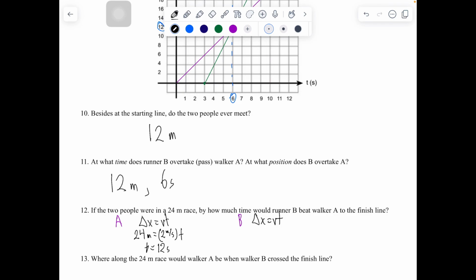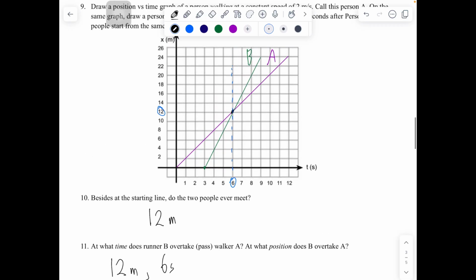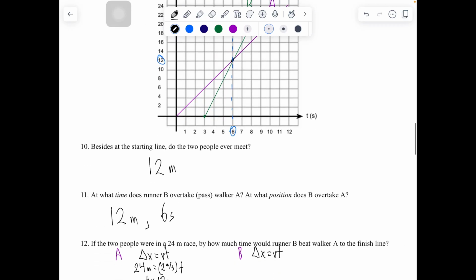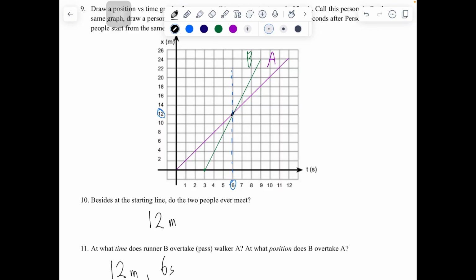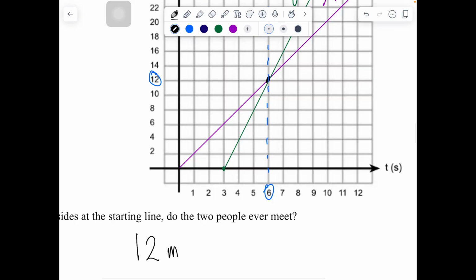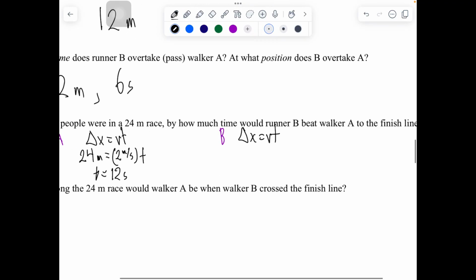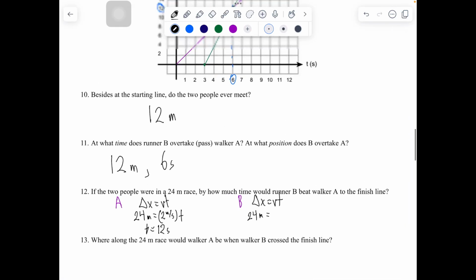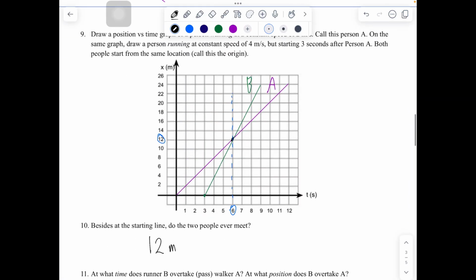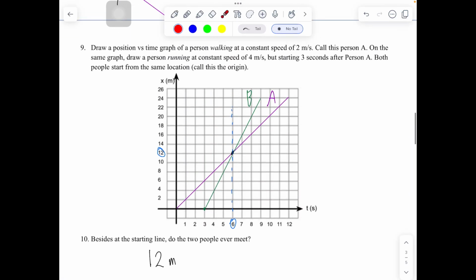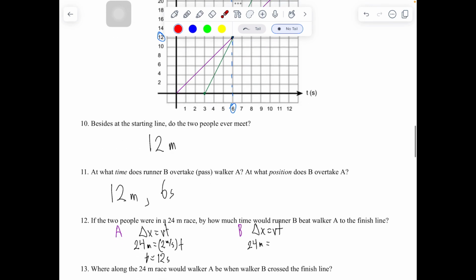Now let's see how long it takes runner B. Something we have to be careful with is we know runner B doesn't start at a time of 0. Runner B starts at a time of 3. Right here. So whatever our answer is, we need to add 3 seconds. So, to travel 24 meters at runner B's velocity of, I believe it was 4 meters a second. Let's double check. It's 4 meters a second. We'll go ahead and grab that.